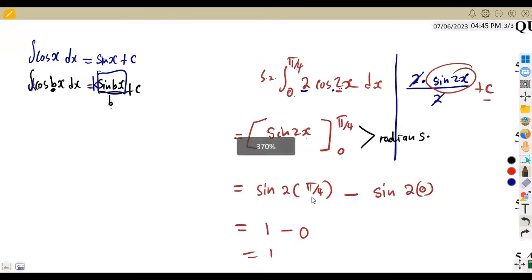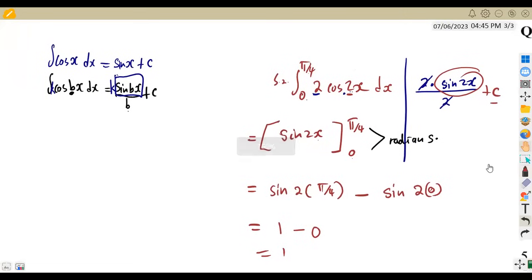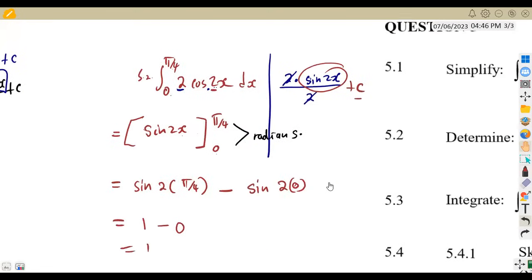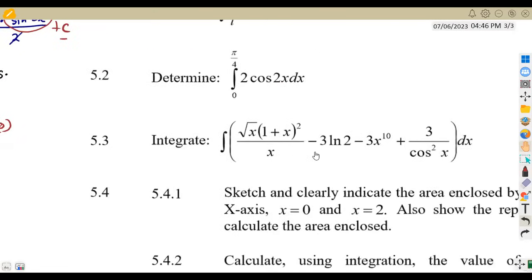This is not area, so I'm still having area in my mind. So this is just 1, okay? 1 minus 0 is just going to give you a 1. So this is how you play around this simplification. All you need is to understand each and every part that you're given. All right, so that was our question 5.2.